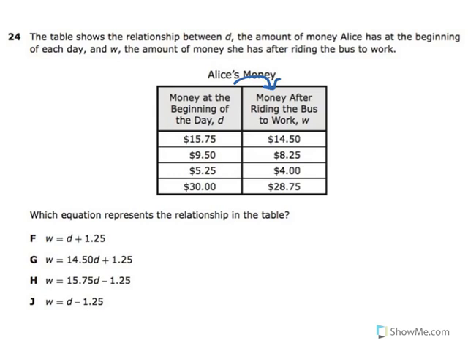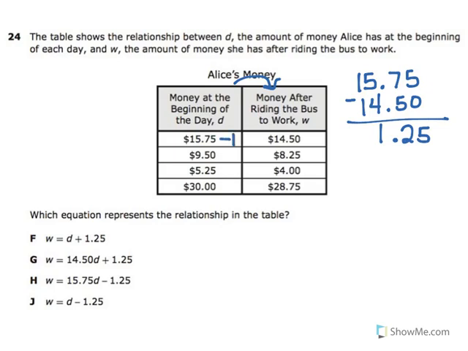So what do you think could be happening if it's getting smaller? Looks like I would be subtracting, right? So let's look to see how much I could be subtracting. If I did $15.75 minus $14.50, that's 5, 2, I bring that decimal straight down, and that's 1. So that's a $1.25 difference. That makes sense because she's riding the bus, so she's paying to ride the bus. So I'm subtracting $1.25, right?